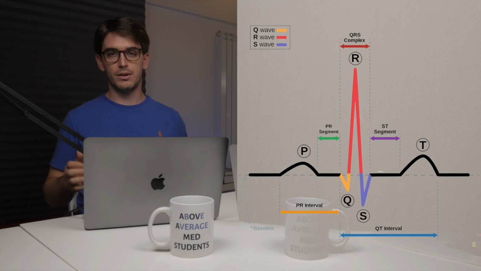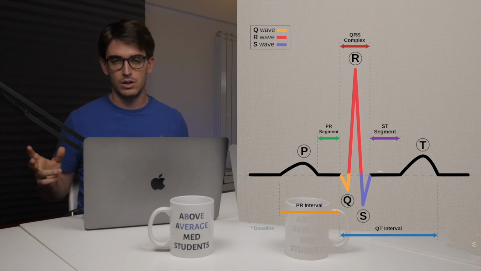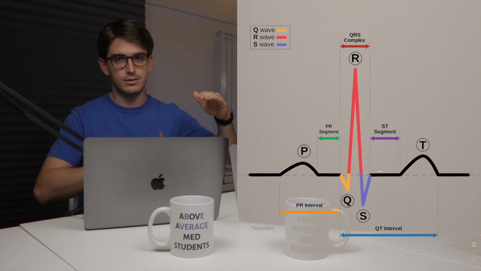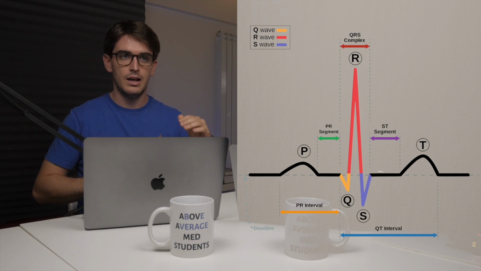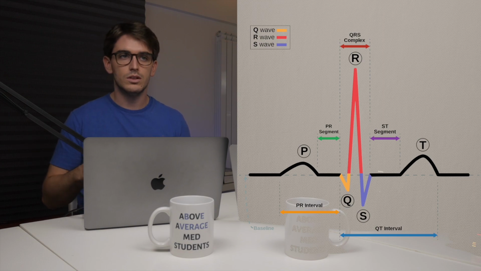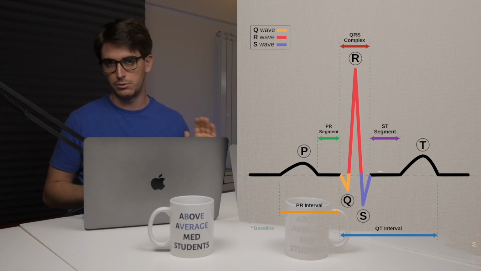After the QRS complex, we can appreciate the ST segment, which is a period of time when the atria are fully repolarized and the ventricles are fully depolarized. And this lasts for about 260 milliseconds, and it corresponds to the plateau phase that Francesco explained to us previously.